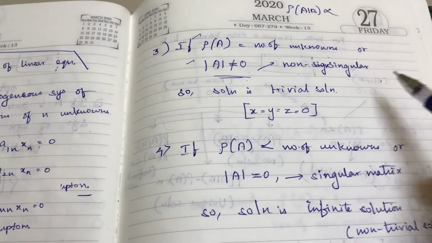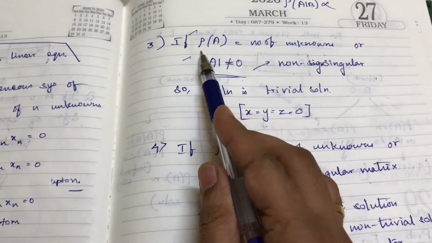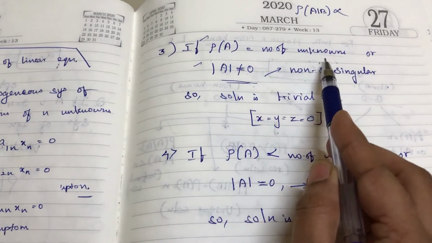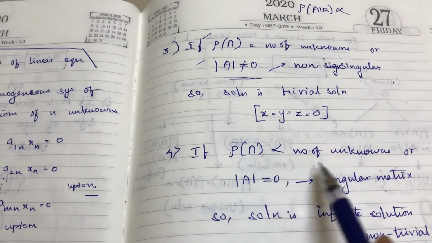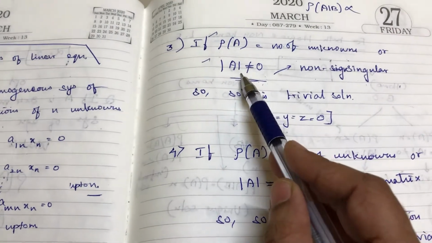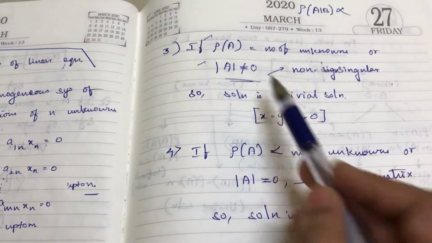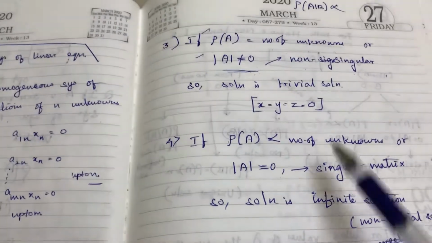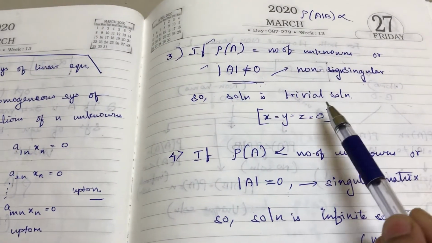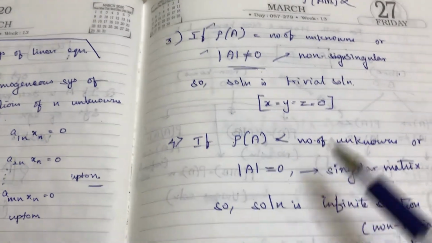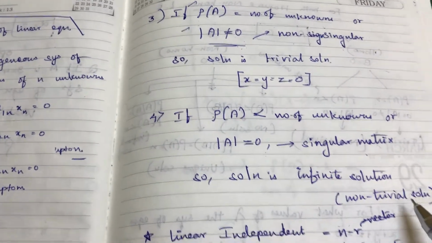So there are only two categories. Rank of A is equal to the number of unknowns, versus rank of A less than the number of unknowns. Determinant A not equal to 0, versus determinant A equal to 0. If the first condition is satisfied, trivial solution. If the second condition is satisfied, non-trivial solution. That's it.